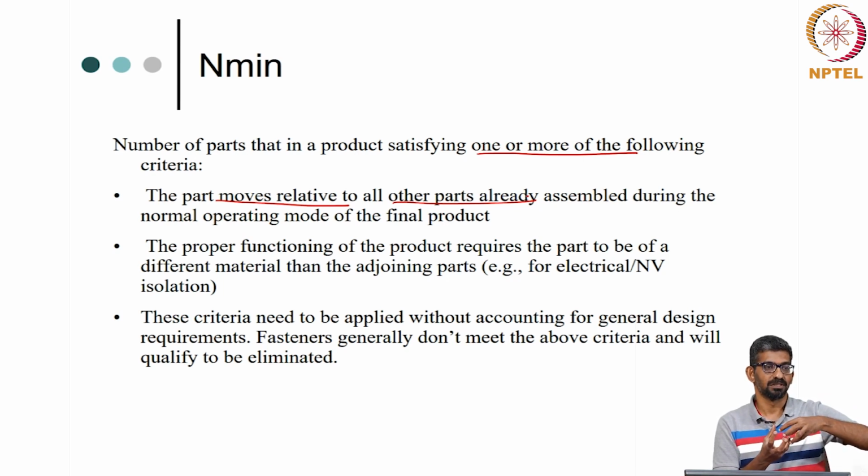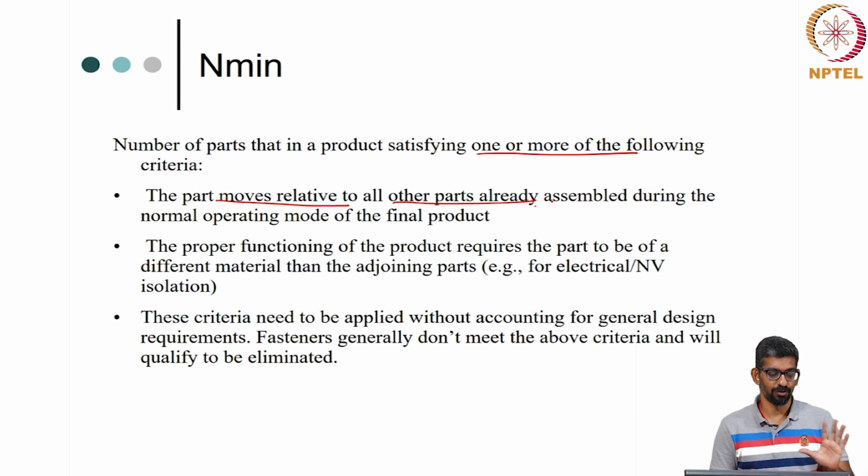But the question is, if you have multiple parts and this one is rotating only with respect to one part, you might still be able to integrate it with another part. But then that entire integrated part rotates with this, and you will have to figure out whether it is fine. That is why it says it moves relative to all other parts that are already assembled. Then for sure it should be a separate part.